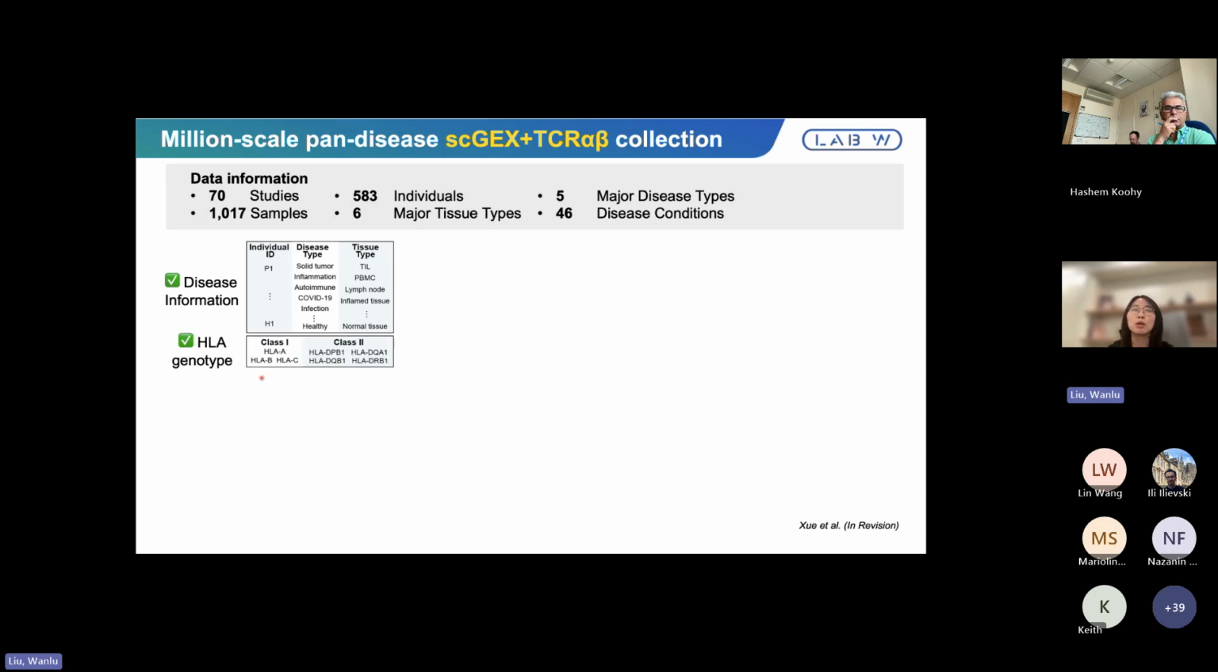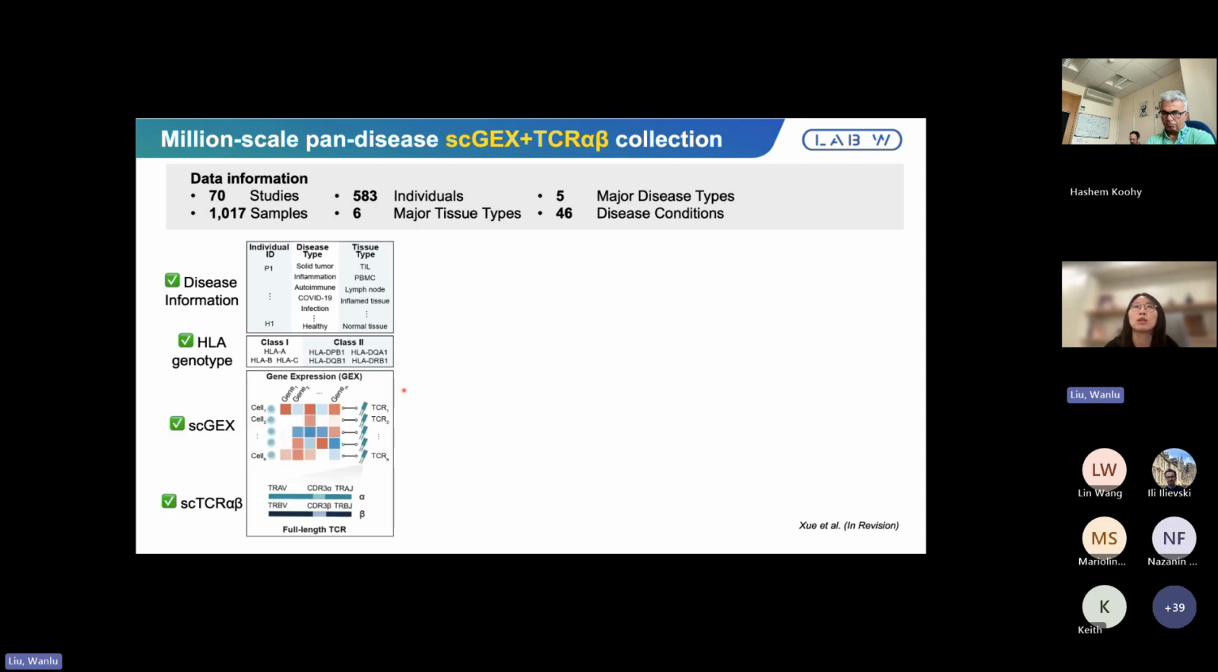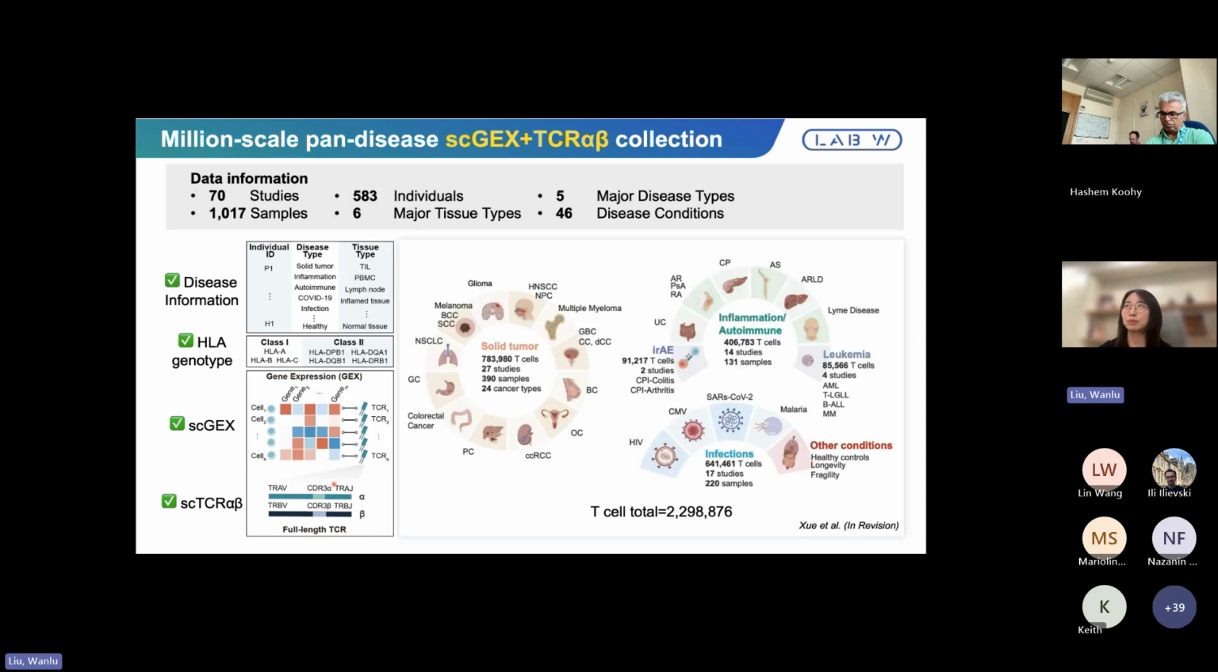At the same time, we use software called ARC-HLA to infer the HLA genotypes from the single-cell transcriptome information for each of the individuals. And importantly, for each of the 2 million T cells collected in this data, we have its gene expression along with its TCR alpha beta information. And this is the data overview.